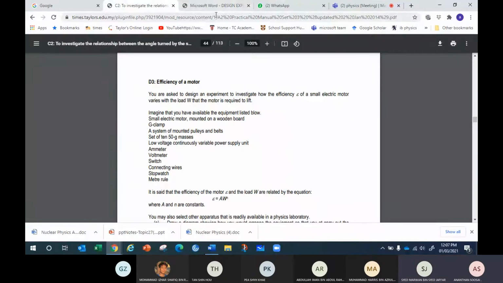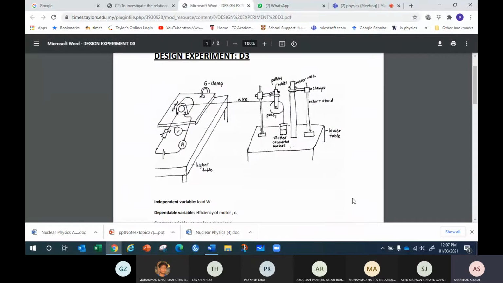Okay, so the rough setup should be like this. This is one setup to find the efficiency of a motor. You must have an ammeter here, and a voltmeter across the motor. The ammeter finds the current flowing in the motor, so IV will give you the power input.